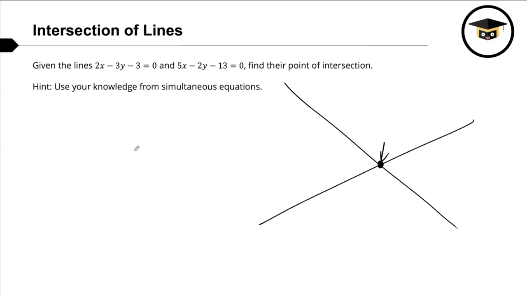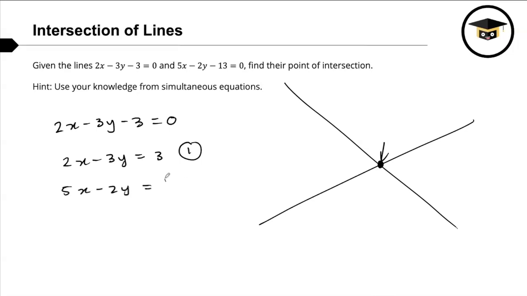So how do we go about this? Well, the hint is that you should use your knowledge from simultaneous equations. If you need to find the intersection between two straight lines, you need to use simultaneous equations and solve for x and y. So let's write that down. 2x minus 3y minus 3 equals 0. I'm just going to write that as 2x minus 3y equals 3. I'll call that equation 1. And then similarly here, 5x minus 2y is equal to 13, so I've just moved the minus 13 to the other side. I'll call this equation 2.